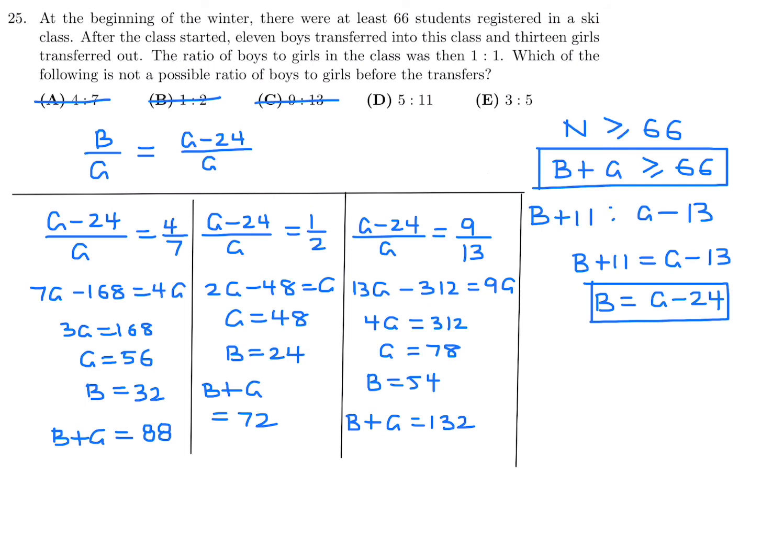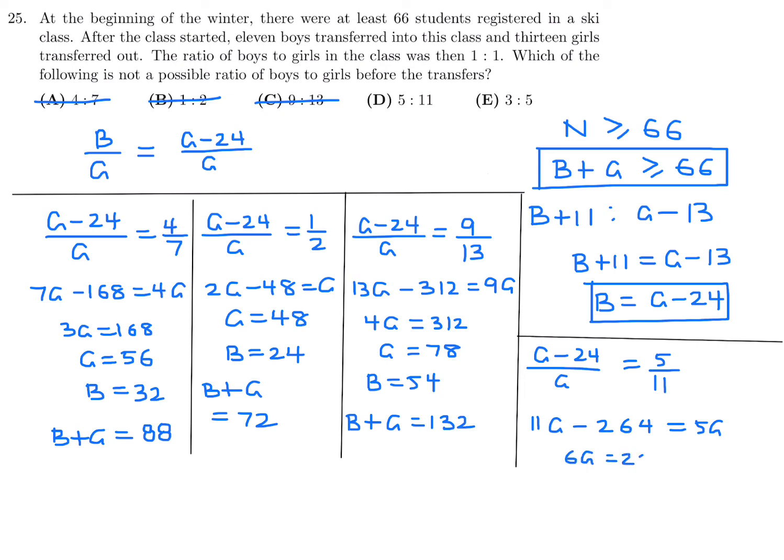All right, no problem. Well, we're down to the last two. Obviously, one of these last two has to be the answer. And I have a feeling that it might be E because they want us to work. But let's see. It doesn't really matter. We can do it. So the next scenario, we got G minus 24 over G is 5 over 11. And we got 11G minus 24 times 11, which is 264, and then we got 5G. So we have 6G is 264, and therefore G is 44.